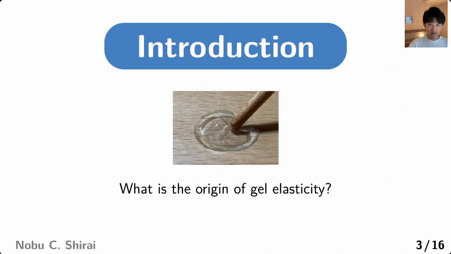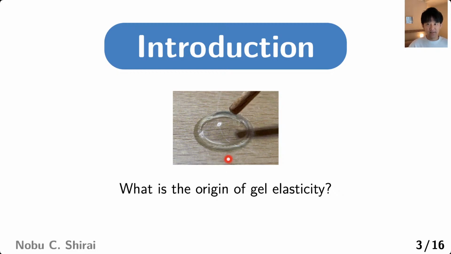So let's start with the introduction. This is a movie of a contact lens being dipped with a chopstick, and you can clearly see the gel's elasticity. So our interest is basically in the gel elasticity, and the question is, what is the origin of the gel elasticity?